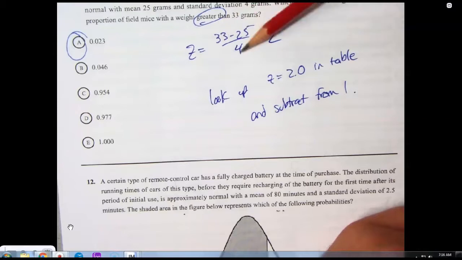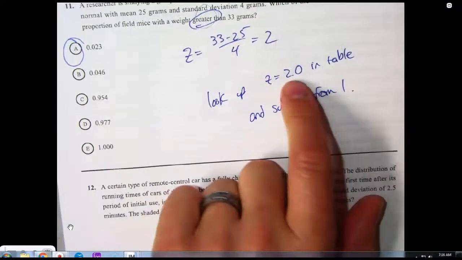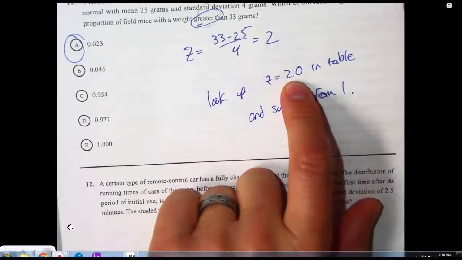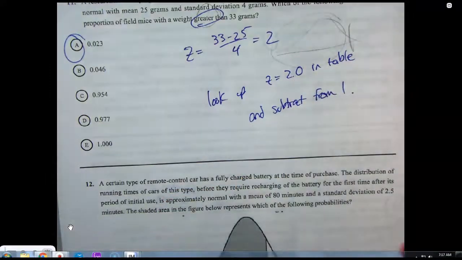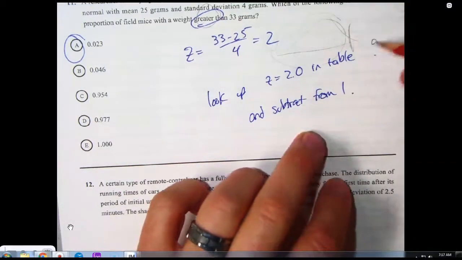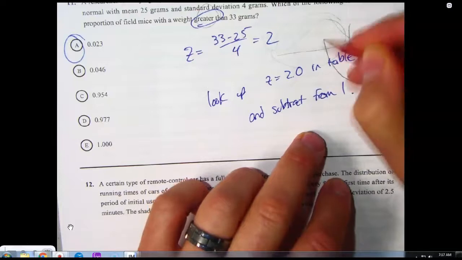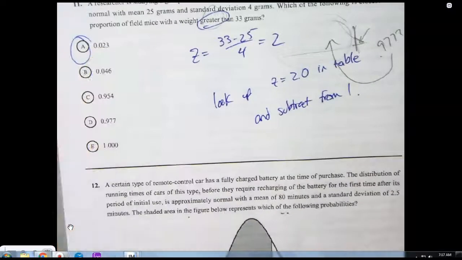Number 11. So we got an X bar, a mean, a standard deviation. We get a z-score. This says greater than 2. So we look up the z-score of 2 in the table. But that's going to tell us the percent below. So the z-score will always tell us this, and then we do 1 minus that. So in this case, your z-score is 0.9772. And again, that represents that side of it. So on this side, it's 1 minus that, and that's why I'm getting that 0.023.